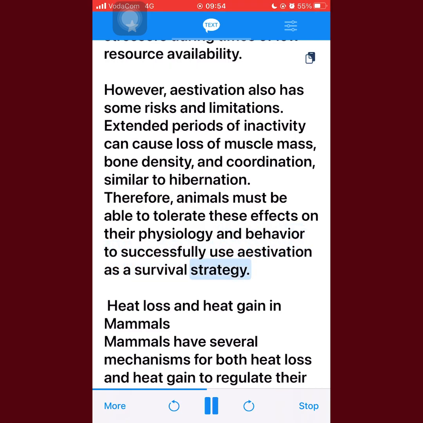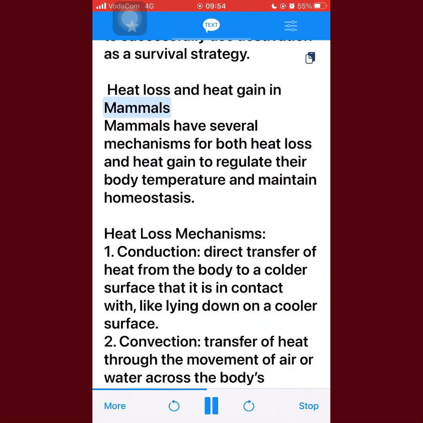Heat loss and heat gain in mammals. Mammals have several mechanisms for both heat loss and heat gain to regulate their body temperature and maintain homeostasis. Heat loss mechanisms. 1. Conduction: direct transfer of heat from the body to a colder surface that it is in contact with, like lying down on a cooler surface.